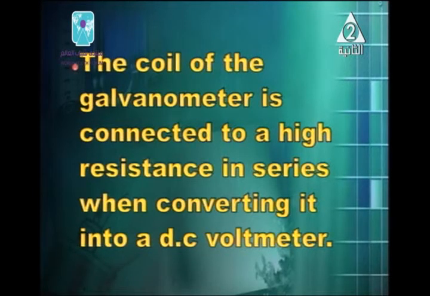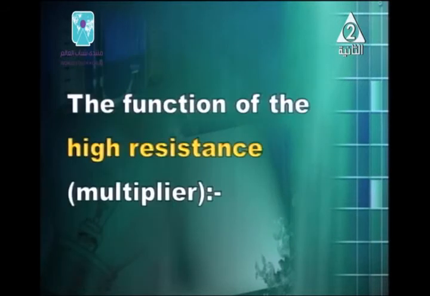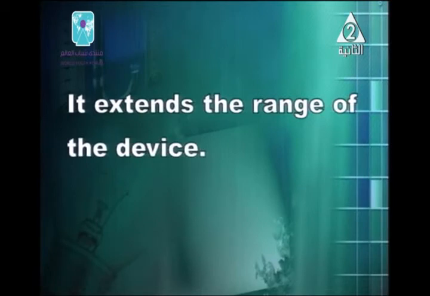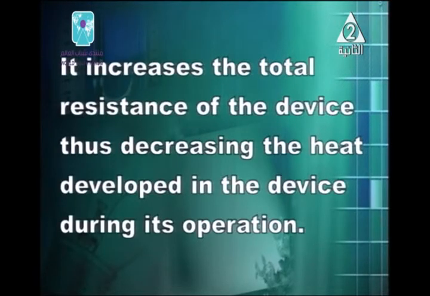Another give reason: the coil of the galvanometer is connected to a high resistance in series when converting it into a DC voltmeter. Yes, this high resistance connected in series to the coil of the galvanometer is called multiplier. We want the function of the multiplier. First of all, it extends the range of the device. It increases the total resistance of the device, thus decreasing the heat developed in the device during its operation.